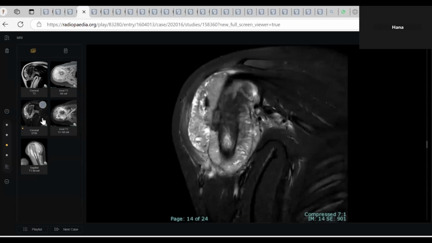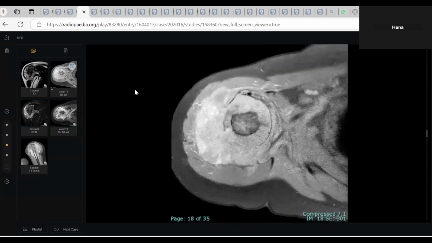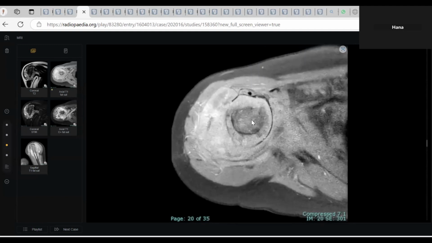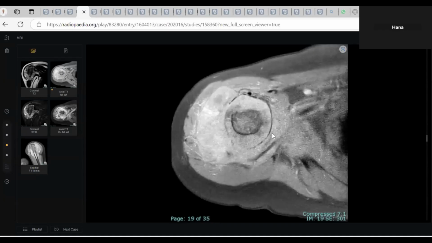I will show you on axial. Onion peel, it's very good. See this membrane, the black one, is the periosteum. And under it, this is not a mass, this is a periosteal reaction. The mass is this one.